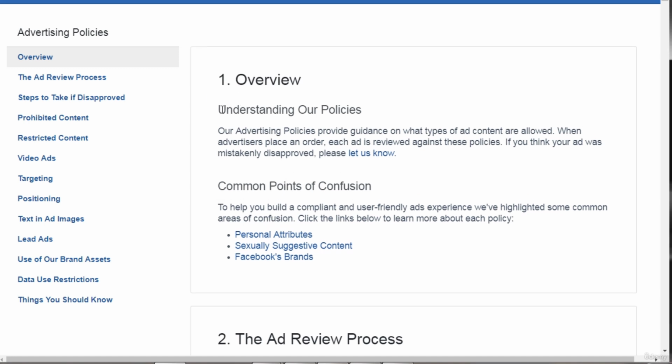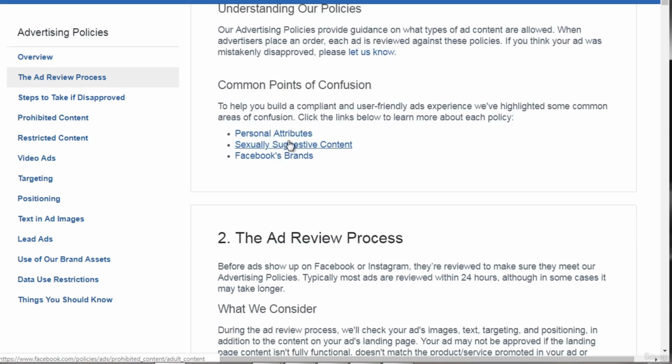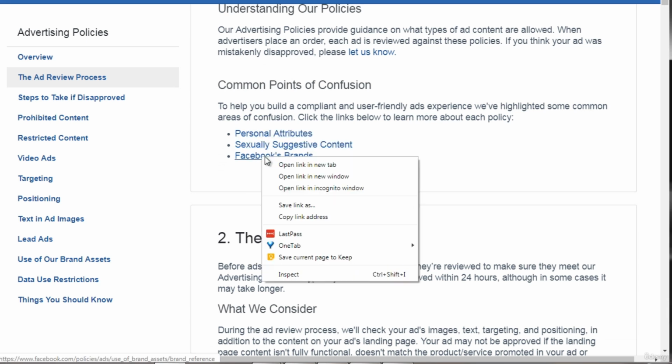One big rule is how you talk to people. You don't want to say things like you're going to lose weight in a certain amount of days. You don't want to make these claims. I'm going to show you in a second how to write your ads. This is a good way to figure out what Facebook likes, what Facebook doesn't like. So policies, it says our advertising policies, sexually suggestive content, Facebook brands. So what we want to do is open these up in new windows.